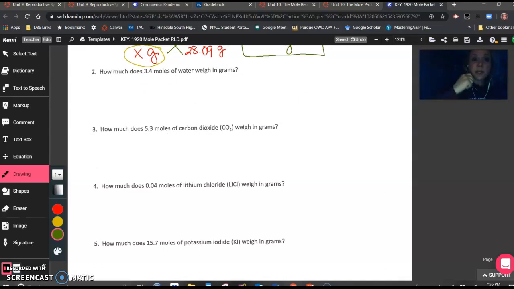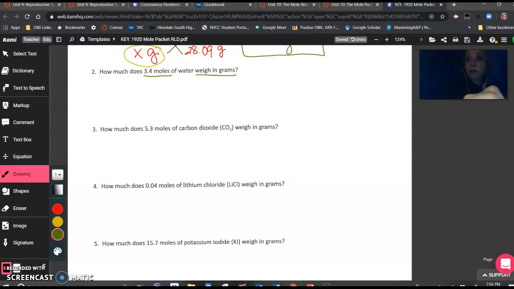Problem number 2 says, how much does 3.4 moles of water weigh in grams? Well, I'm going to do the same thing. In my problem, I'm given 3.4 moles, and I'm trying to find out how many grams that is. So let's set up the proportion just like I did before.